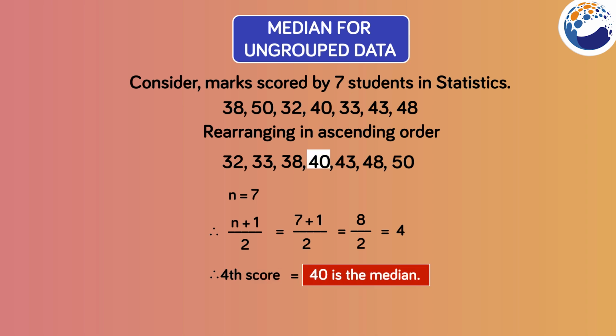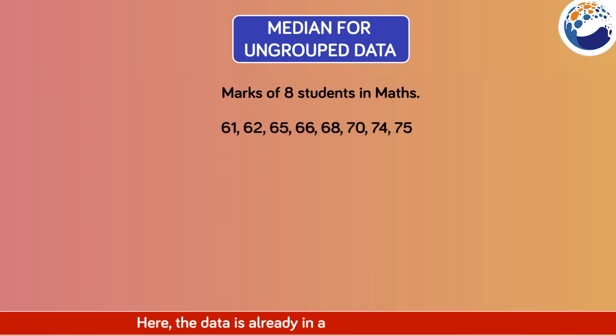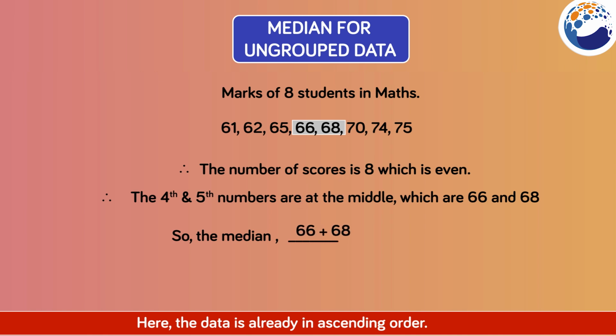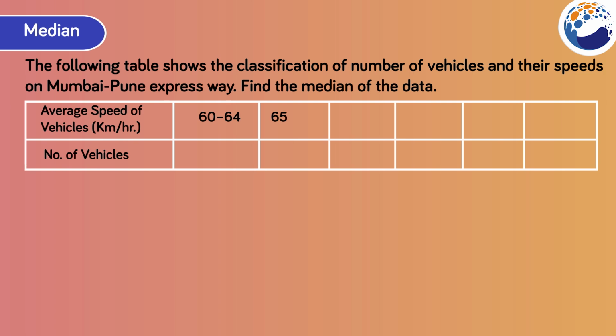Now, consider marks of 8 students in maths. The number of scores is 8, which is even. Therefore, the 4th and 5th numbers are at the middle, which are 66 and 68. So, the median is (66 plus 68) upon 2, which is equal to 67. Let us understand the steps to calculate median for grouped frequency distribution with the help of an example.